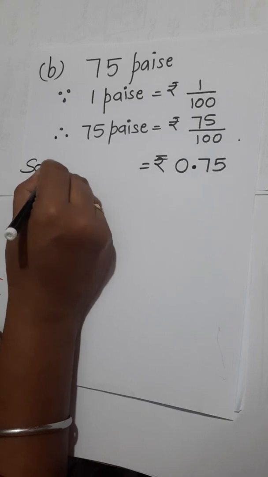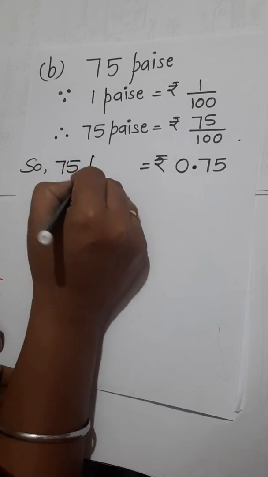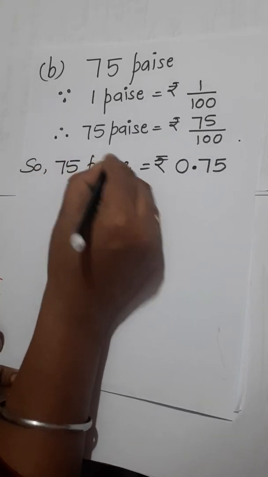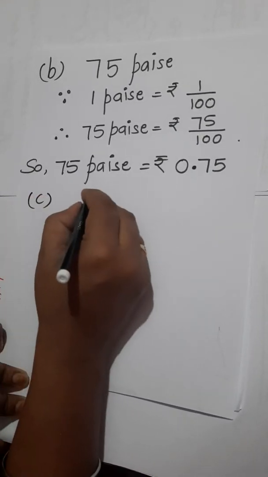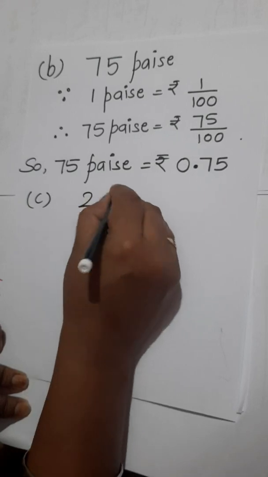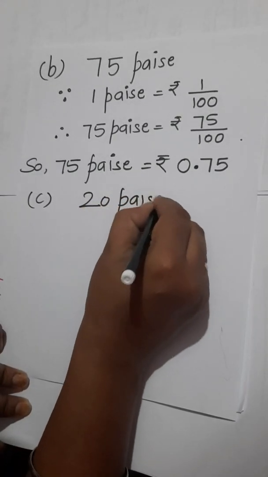So we can write, so 75 paise is equals to this. Now next we have C part. C part is 20 paise.